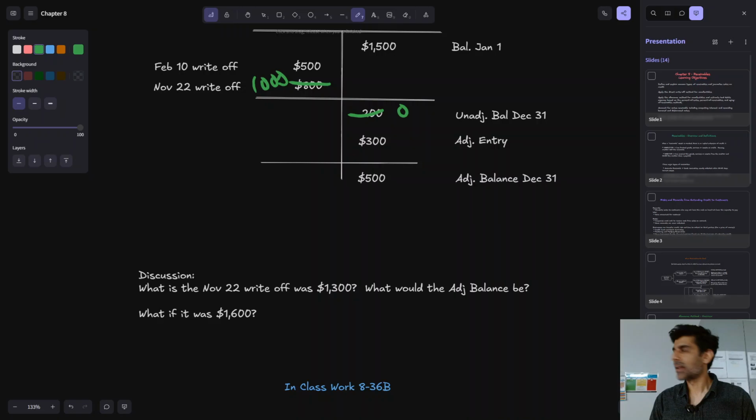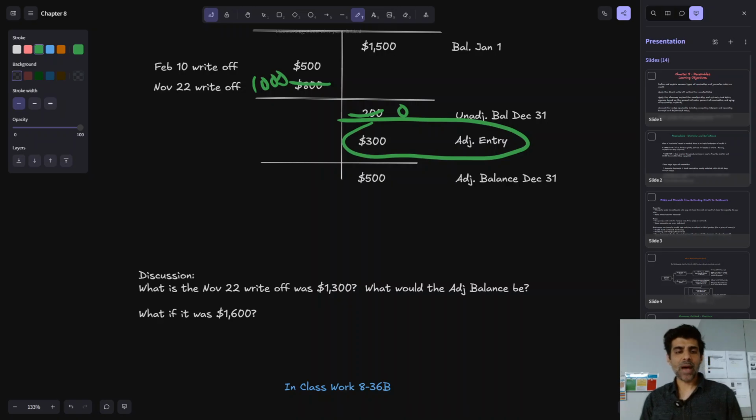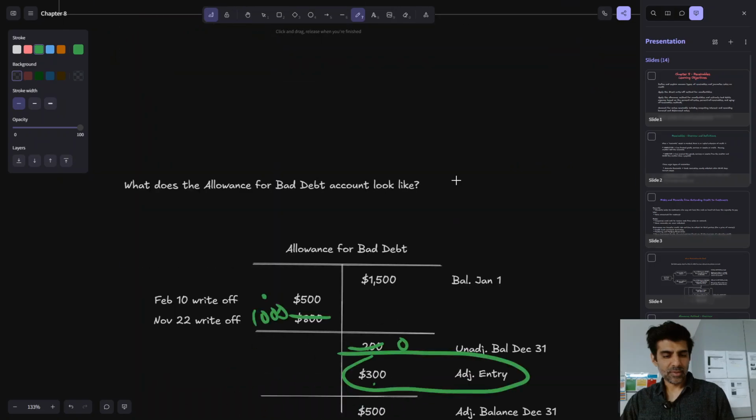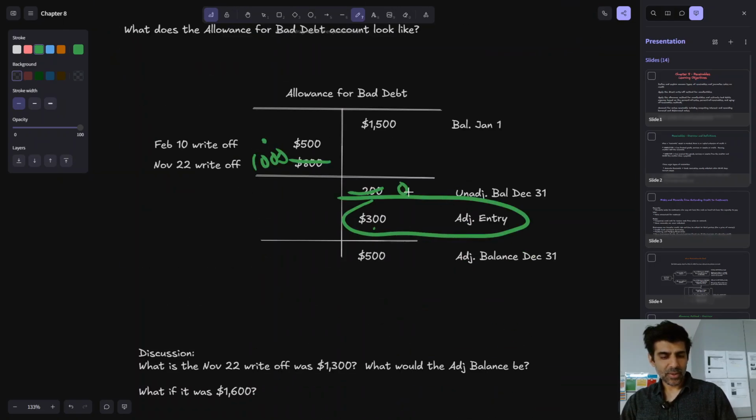Everyone agree? This adjusting entry, as I said, doesn't matter. It didn't really care if this was 800 or 1,000. This $300 was based on this calculation, on our sales from the period. So now this would be 0, this would be 300, and this would just be 300. Our piggy bank is smaller now. In the next period, maybe it's going to be not enough to cover all the write-downs.